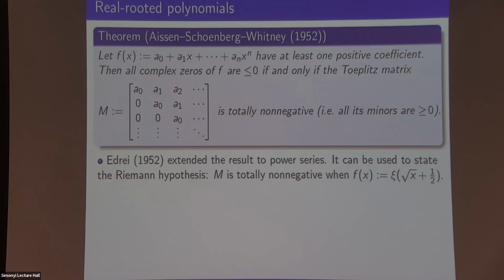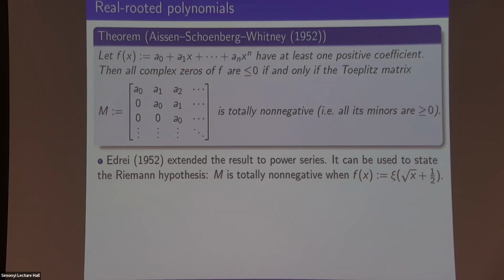Let me just mention there's also a generalization from polynomials to power series, but then it's a bit more delicate to state what it means to have this zeros property. So this was the result of Edrei at the same time. And I just want to mention that Edrei's result can be used to formulate the Riemann hypothesis. That's just the statement that a certain Toeplitz matrix is totally non-negative. And it's the Toeplitz matrix associated to this power series where psi is the Riemann psi function.